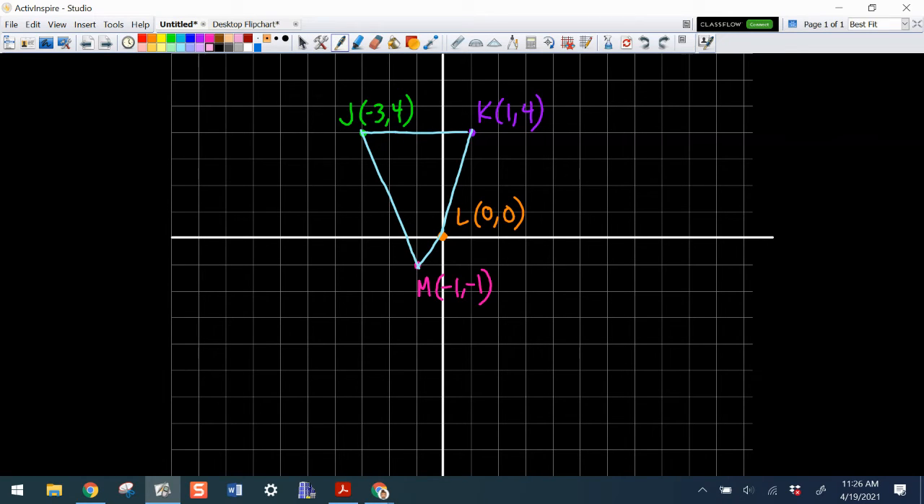So -3, +4 will be at +3, -4: 1, 2, 3, 4. So J prime will be located here. K prime was located at 1, 4, so it will be at -1, -4. L prime is going to stay in its same location as its original pre-image point, and M, which was located at -1, -1, will be located at 1, 1.